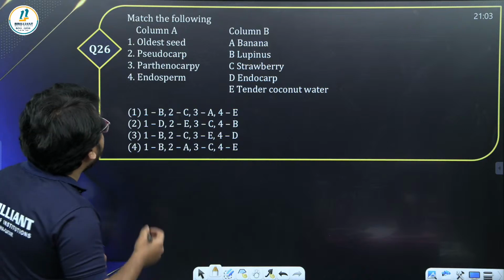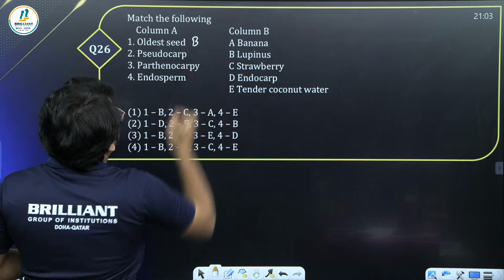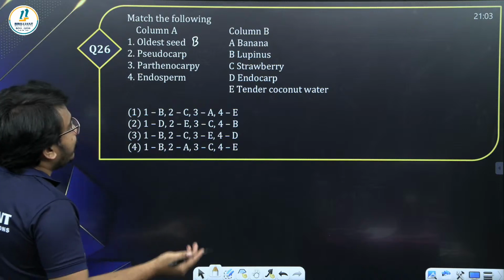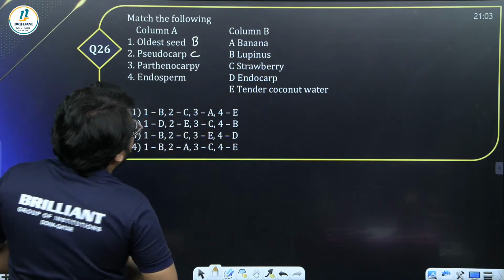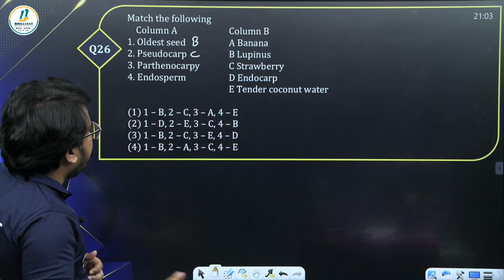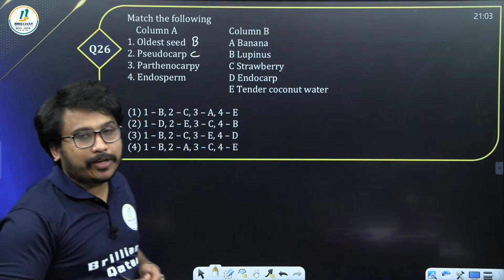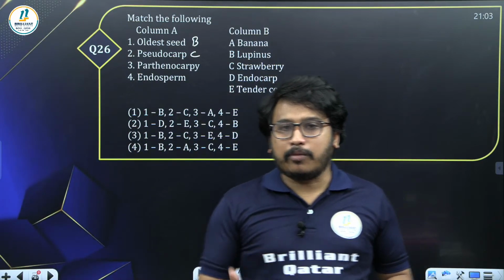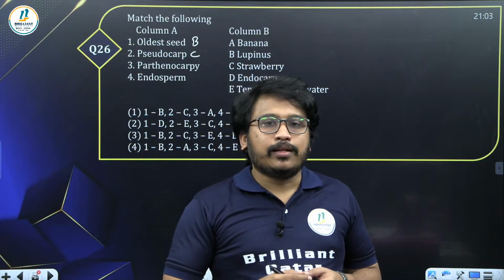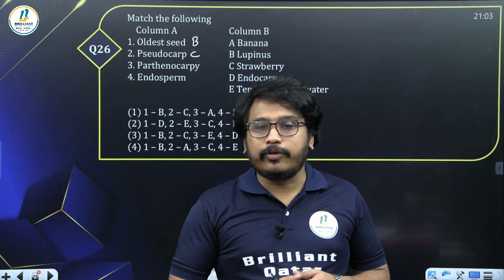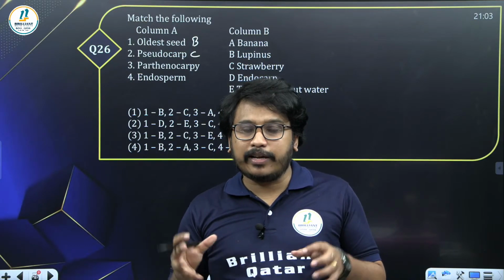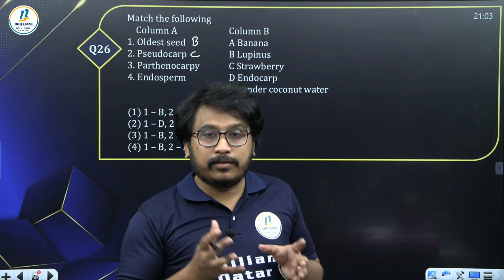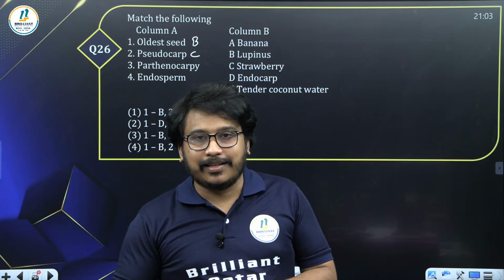Oldest seed, that is Lupinus. Pseudocarp means false fruit, that is seen in apple and strawberry. Parthenocarpy also is an important topic. Formation of fruits without fertilization. Some hormones can induce the flowers to turn into fruit without fertilization. Especially the ovary will become fruit without fertilization. So these fruits will be seedless.